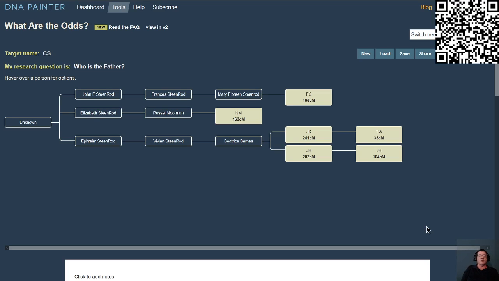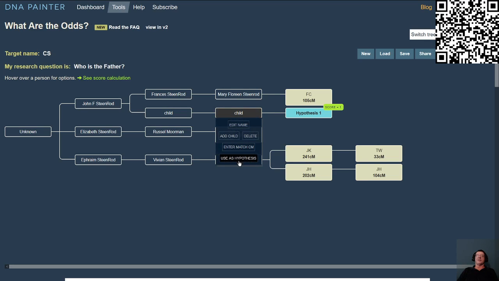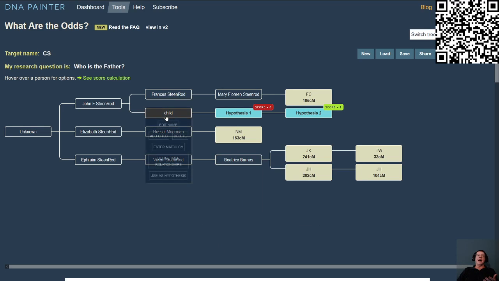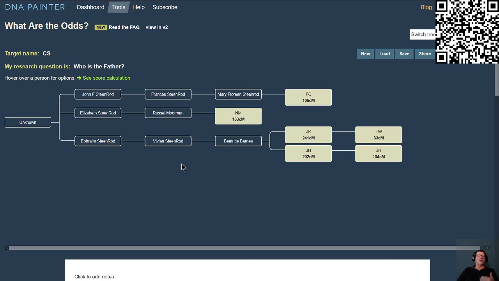and it worked. But in order to use version 1, I ended up manually adding in these child lines, and then manually adding hypotheses and things like this. So I had to do that manually, and version 2 actually does this for me.